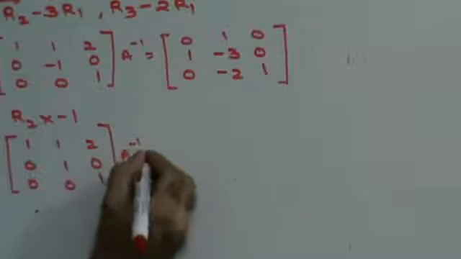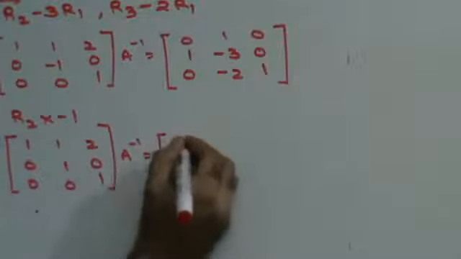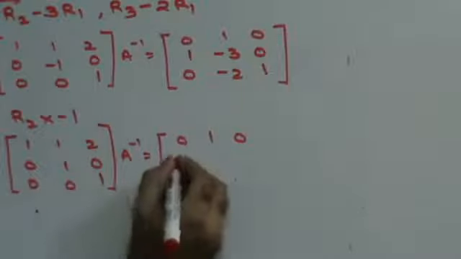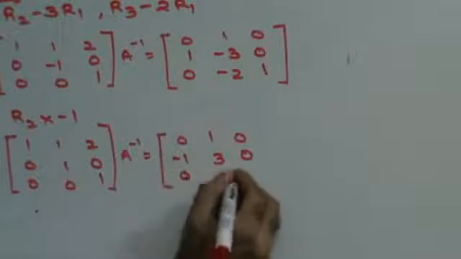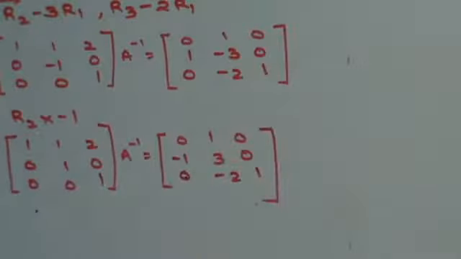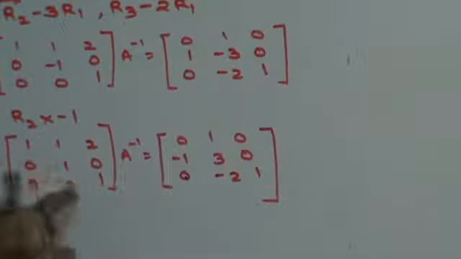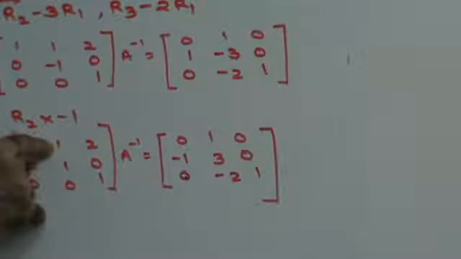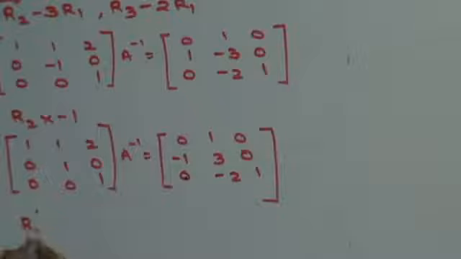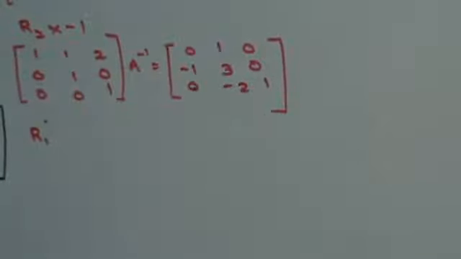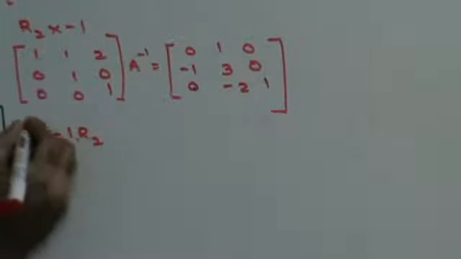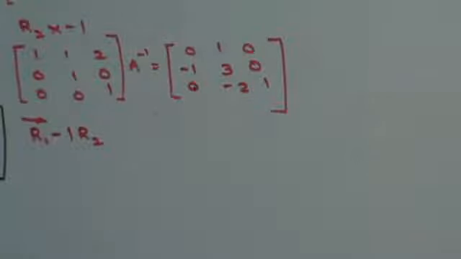So in that case, this will be 112, 010, 001 into A inverse is 010, minus 1, 3, 0. Since I'm multiplying by minus 1, all the signs will reverse. 0 minus 2, 1. This number should have been 0, it is 0. I want to make this number as 0. Where is this number? In R1. What is the number? 1. What is the complement of 1? Minus 1 R2. This is going to be R1 minus R2.